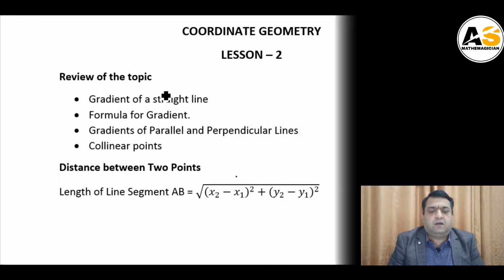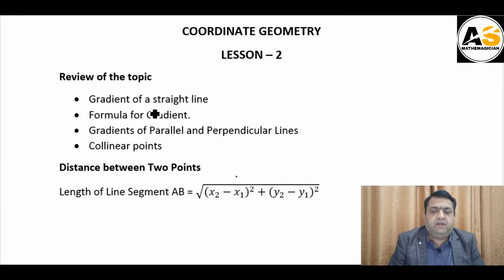We have so far learned the following few things about coordinate geometry for A levels. Number 1, what is the gradient of a straight line? We learned that the gradient of a straight line is the tangent of the angle formed by the line with the x-axis. Secondly, the formula for calculating the gradient of a straight line if two points are given: gradient was y2 minus y1 over x2 minus x1.